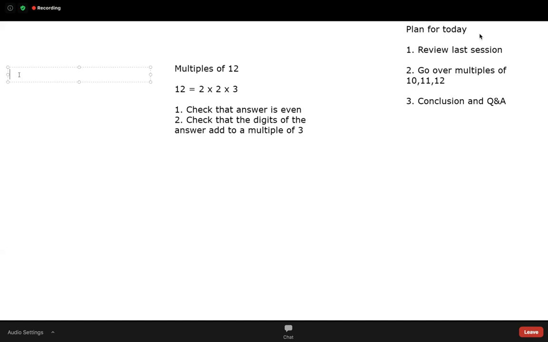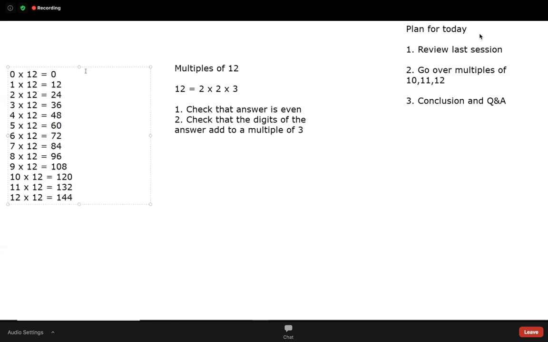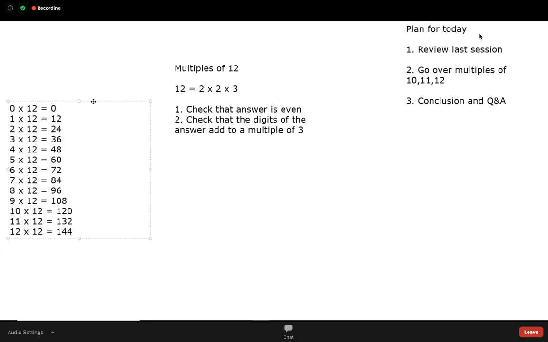So now I'm going to pull up the multiples of 12, going up to 12 times 12. Paste them in here. So you'll notice that for all multiples of 12, they'll be even, and they jump up by 2's, at least in their last digit.